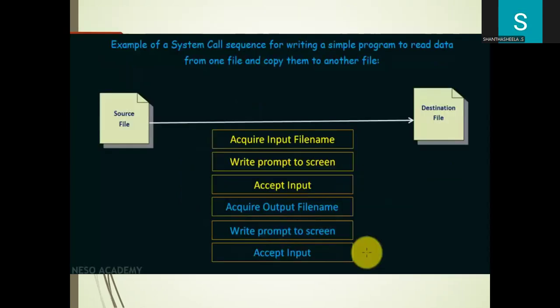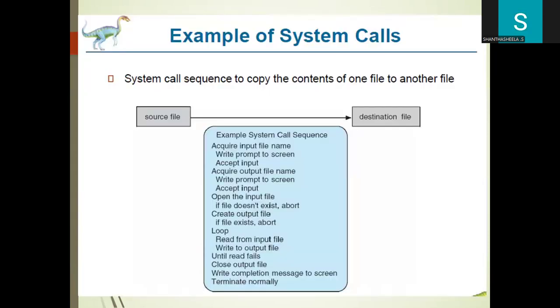Now moving on to an example of the system call: copying the contents from the source file to the destination file. These are some of the system calls that are called in order to copy the contents from the source file to the destination file. So here, they have given the sequence of system calls that have been executed in order to copy the contents from the source file to the destination file.